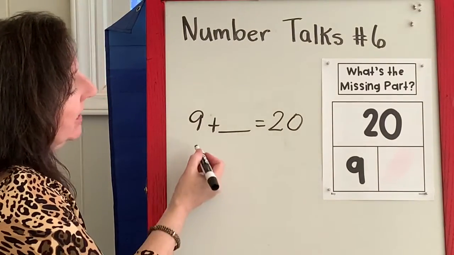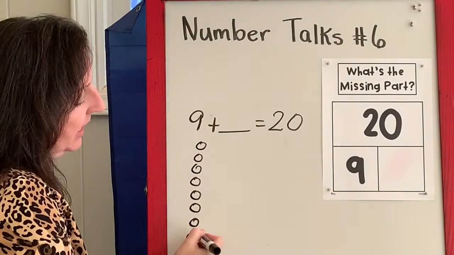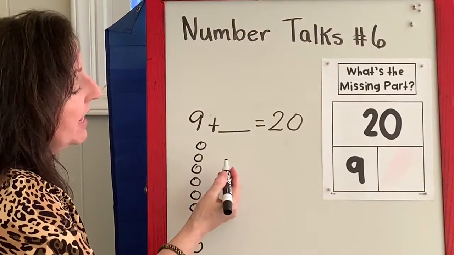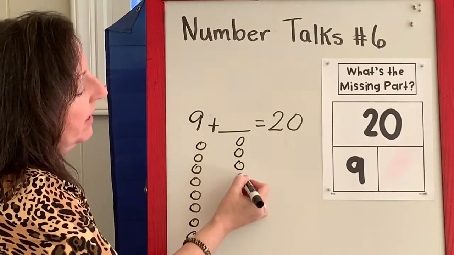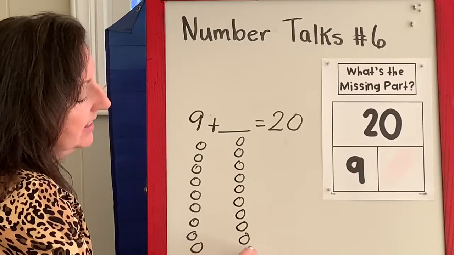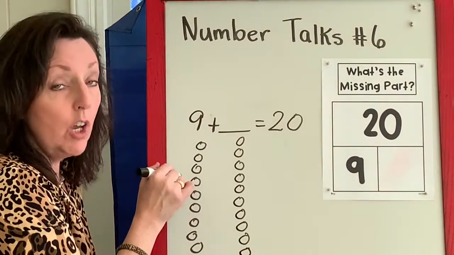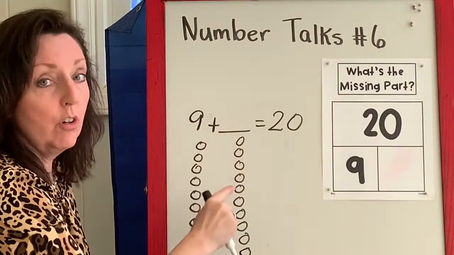You could draw 9 circles. 1, 2, 3, 4, 5, 6, 7, 8, 9. And then what comes after 9? We're going to stop at 20. 10, 11, 12, 13, 14, 15, 16, 17, 18, 19, 20. Now notice, I don't count ahead of myself. As I'm drawing a circle, I count.